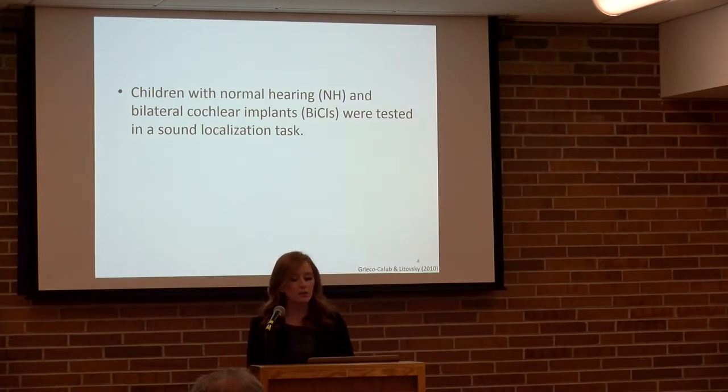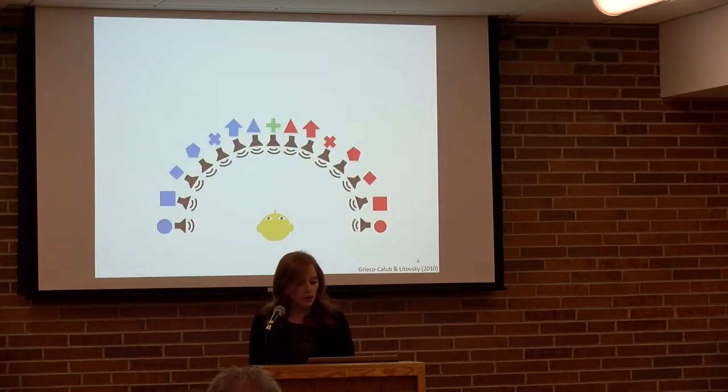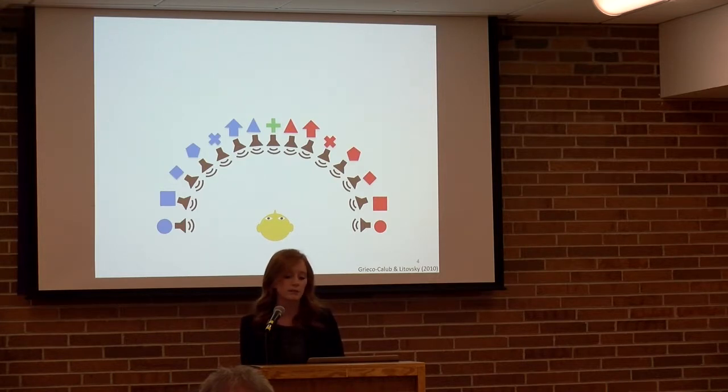Normal hearing children aged 5 and children with bilateral cochlear implants aged 5 to 14 were tested on a sound localization task in a 2010 Grieco-Malek and Litovsky study. The child was seated in front of an array of loudspeakers in the horizontal plane. As you can see from this animation, the loudspeakers have symbols which the child can use to help identify the location of the sound source. A speech signal was played from one of the loudspeakers, and then the child selected the loudspeaker by which symbol they heard it from on a touchscreen. This is known as a sound source identification task.